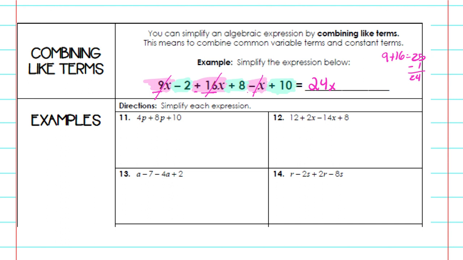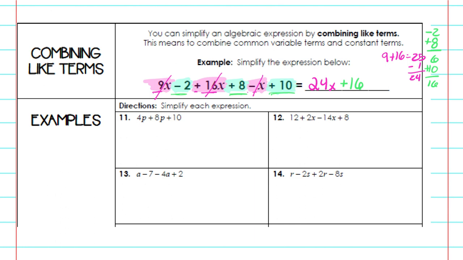I've used all these guys. And then now I combine my constants. So negative 2 plus 8 plus 10. So over here, just do the math. Negative 2 plus 8 gives me 6. And then I add 10. And I got 16, so 16 is a positive number. I put plus 16. That is how I combine those like terms.